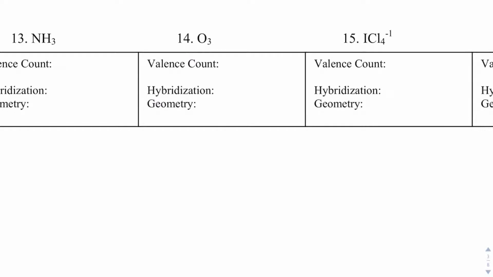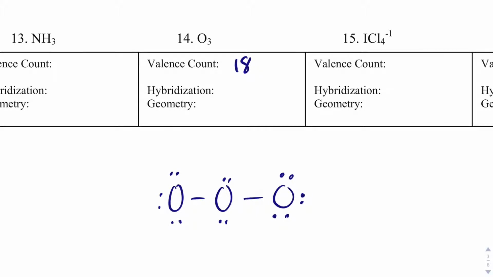Okay, let's look at O3, ozone. That has a valence count of 18. Bond all of your oxygens together and then give each of them 8. And with that, we've got a count, and I've got 2, 4, 6, 8, 10, 12, 14, 16, 18, 20. I need to get down to 18, so what I'm going to do is erase a pair, form a multiple bond, and now I'm down to 18.